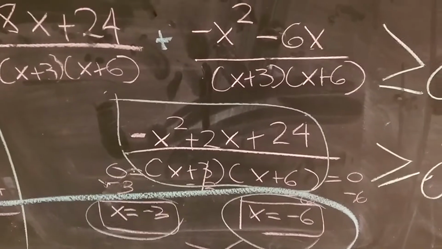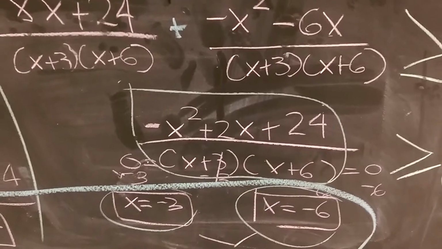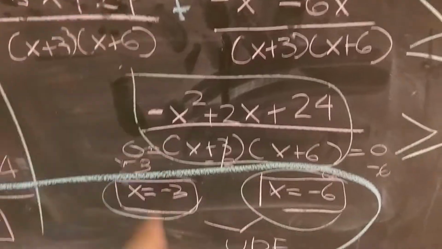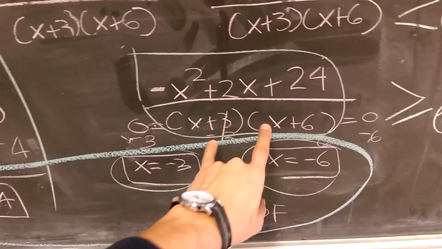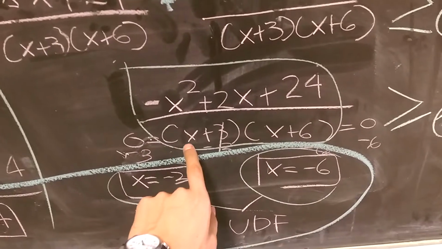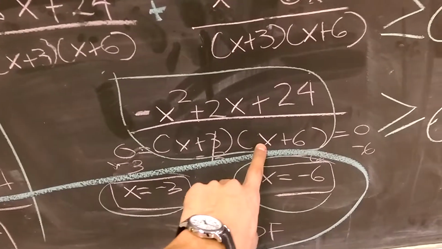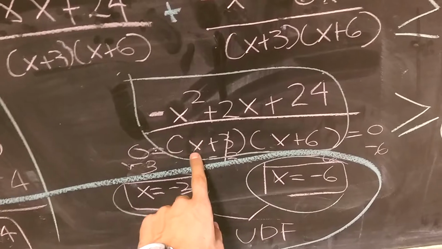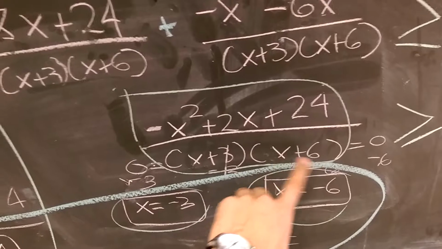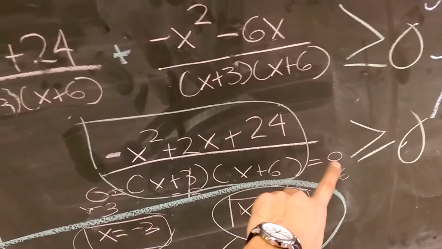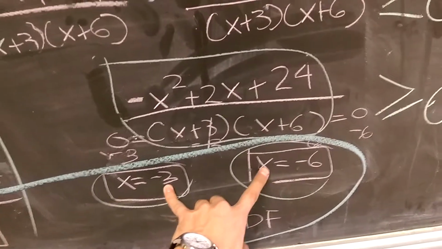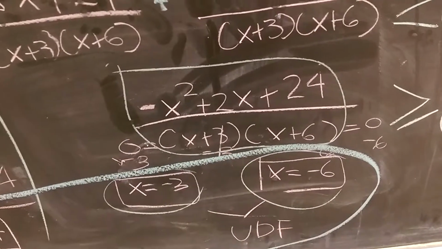So now here is where a little bit of organization needs to be done, okay? What was done here was that we want to figure out where in the denominator this will become undefined, okay? Where will these factors equal 0? So here, x plus 3 is going to be 0 when x equals negative 3. x plus 6 is going to be 0, okay, when x is negative 6. So notice, these two guys here are my UDF, my undefined.